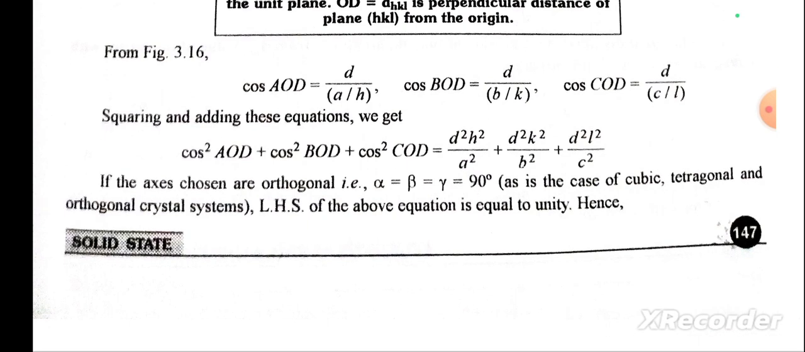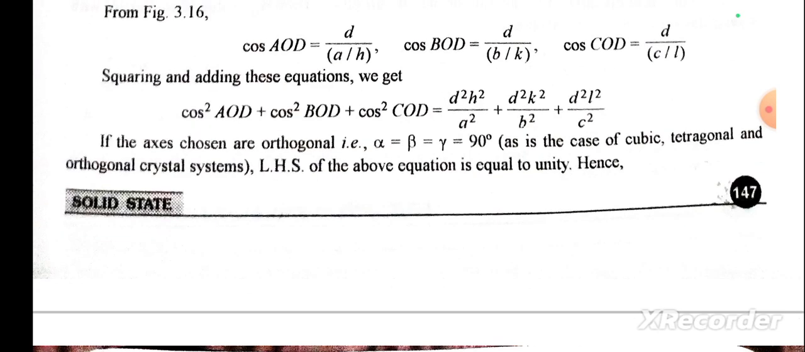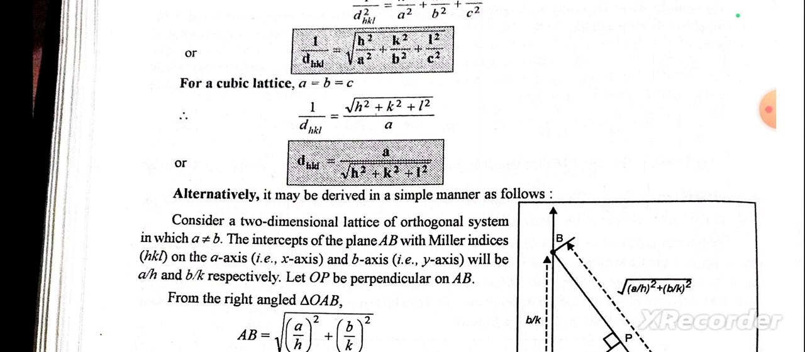So, squaring and adding the equations, we get cos²AOD plus cos²BOD plus cos²COD is equal to d² h² by a² plus d² k² by b² plus d² l² by c². If the axes are chosen orthogonal, alpha is equal to beta is equal to gamma is equal to 90 degrees. The left-hand side of the above equation may be equal to unity, and hence alternatively it may be derived in a simple manner as follows.